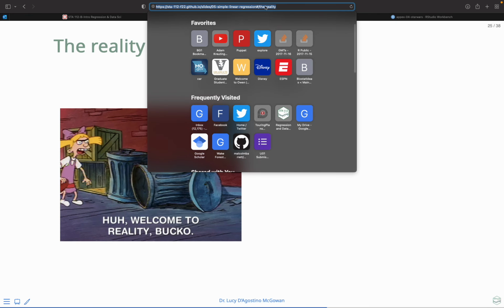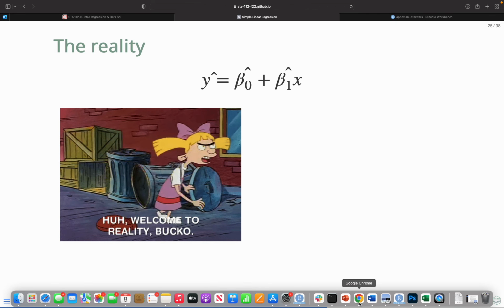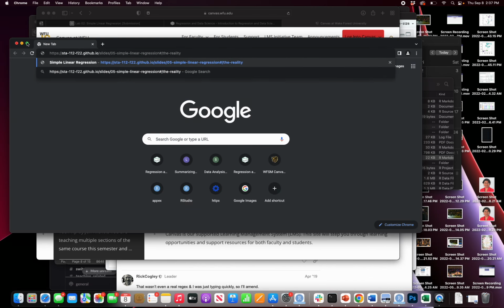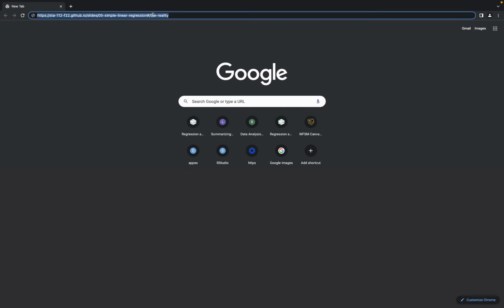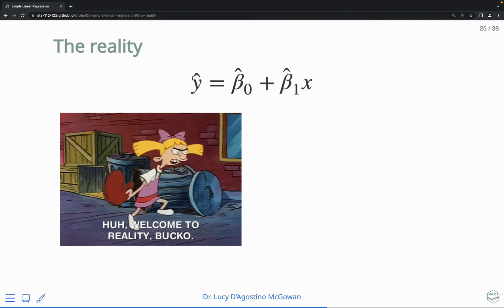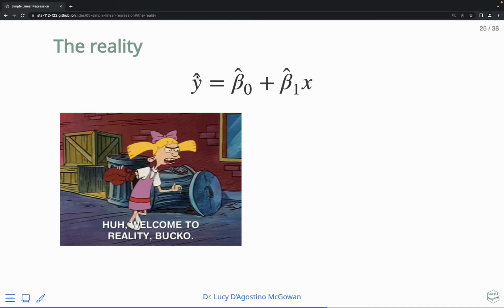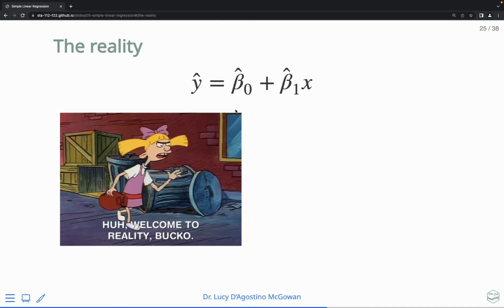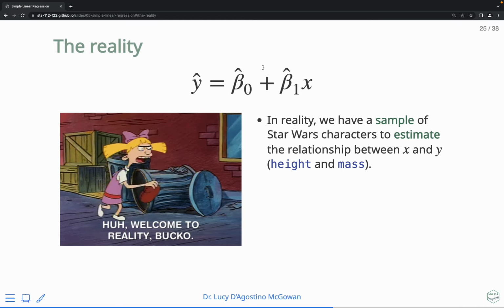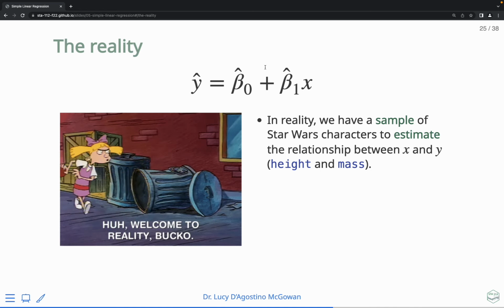The truth, and I'm going to switch to Chrome. For some reason, the little hats look better in Chrome than they do. There we go. So the little hats indicate that we're estimating something, and this is actually the reality. So in reality, we just have a sample of Star Wars characters, and we're trying to estimate the relationship between x and y, or height and mass.